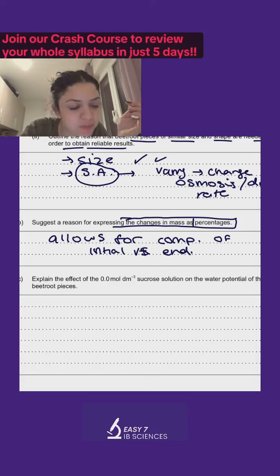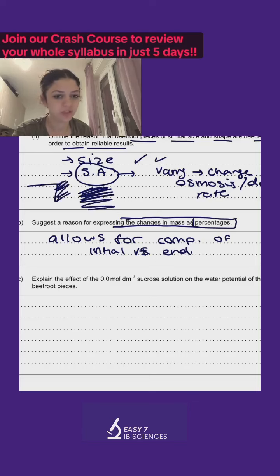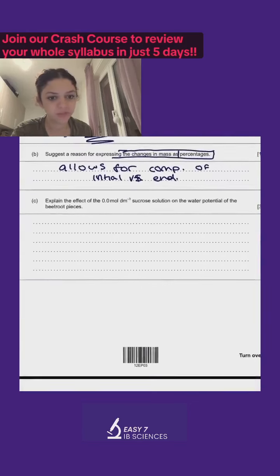Could you explain what SA is? SA just means surface area. So the surface area, like volume, versus the surface area of a cube. If you want me to go and explain that more, I can. But while you answer, I'm just going to move on to the next question.